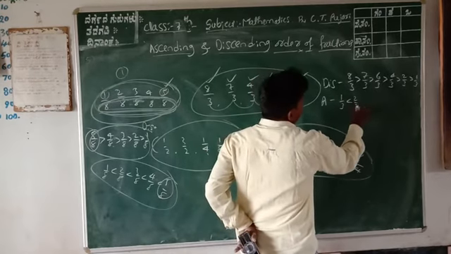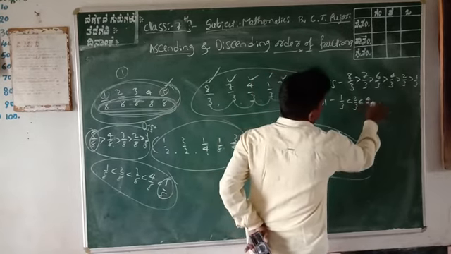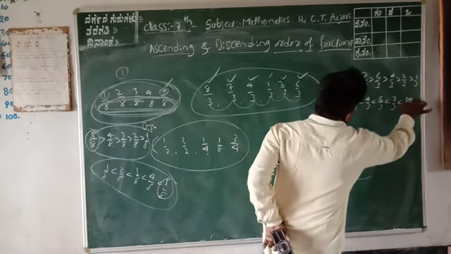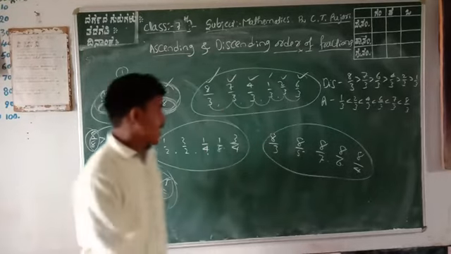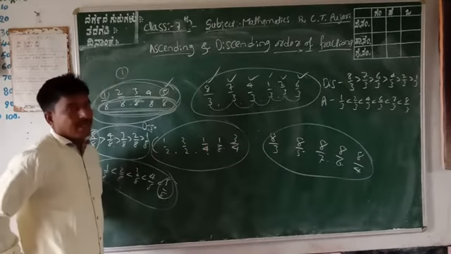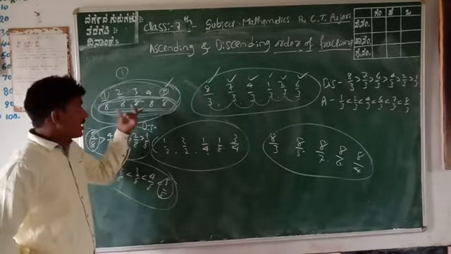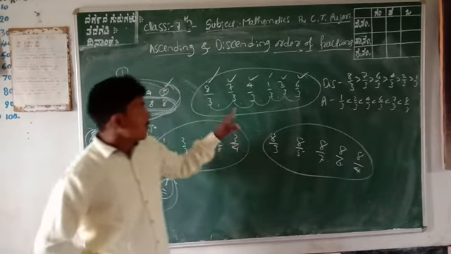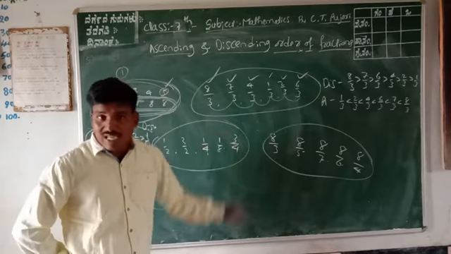Ascending order is the reverse order: 1 by 3, 2 by 3, 4 by 3, 6 by 3, 7 by 3, 8 by 3. This is ascending order. Got it? You can compare like this only when the denominators are the same. In the first group and second group, only the denominators are the same.